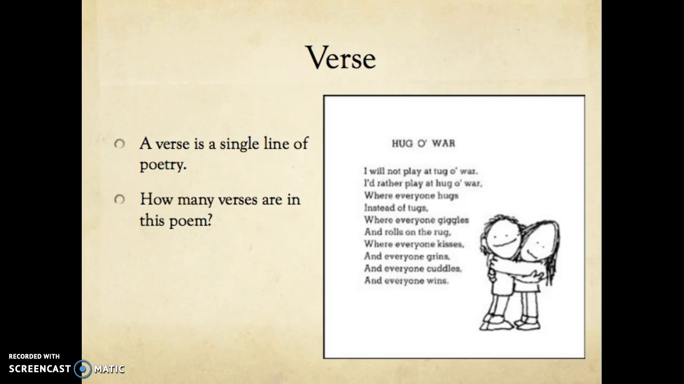How many verses are in this poem? I'll give you a second to figure that out. Alright, as you can see, each line of this poem is considered a verse. So let's count them. 1, 2, 3, 4, 5, 6, 7, 8, 9, 10. So there's 10 lines or verses in this poem.